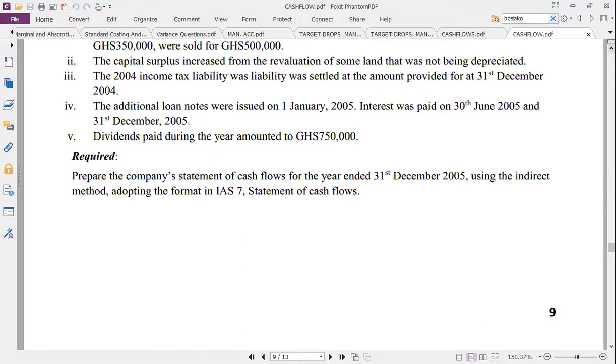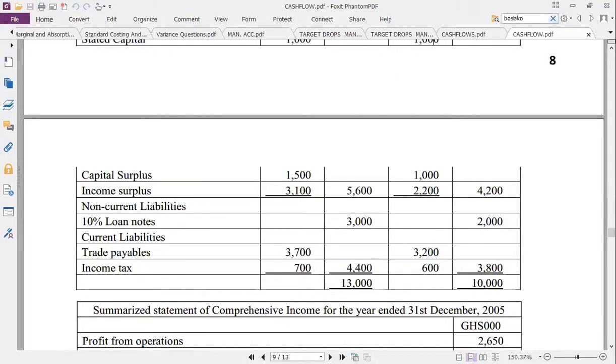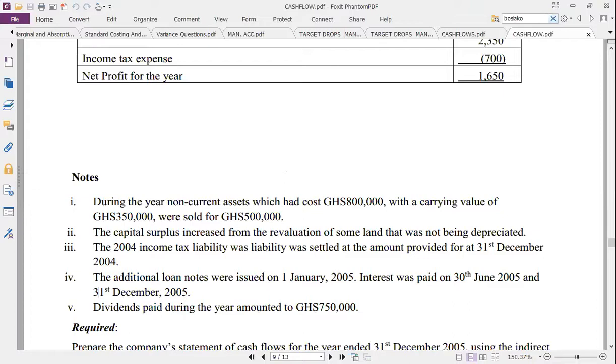So that's the tone. Then as usual, the requirement, additional information, the trial balance or the financial statement. For cash flow, they will give you financial statements. So that becomes the additional information. Great. So let's go to the footnotes and start reading them. Note 1. During the year, a non-current asset which had a cost of 800,000 with a carrying value of 350,000 was sold for 500,000.